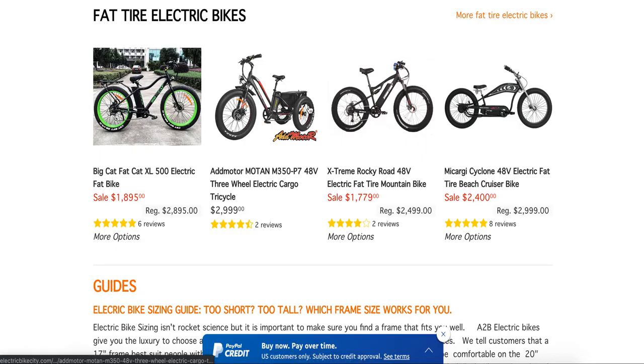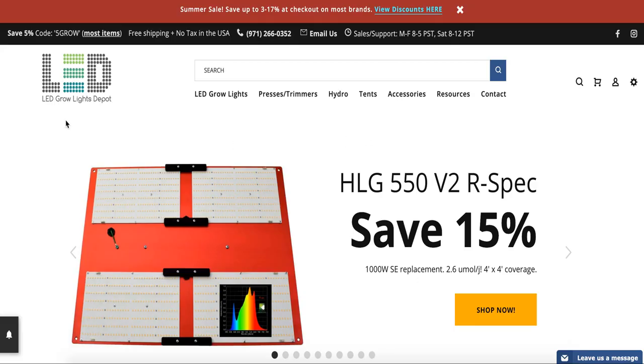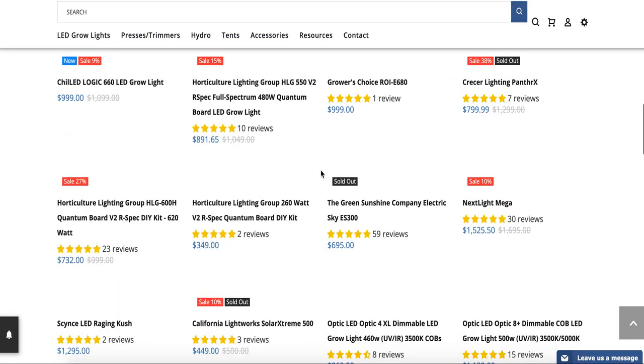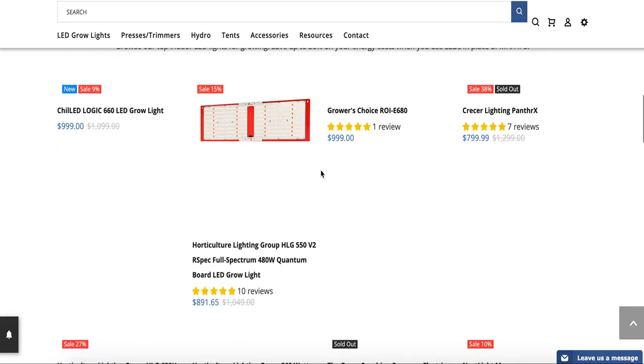I want to show you a niche that's a little bit different. That's definitely a B2B niche more than a consumer niche, and that is this one. LED grow lights. So yeah, people do this at home on their own, but usually they're doing this because of some sort of a business where they're growing something for the purpose of selling it.